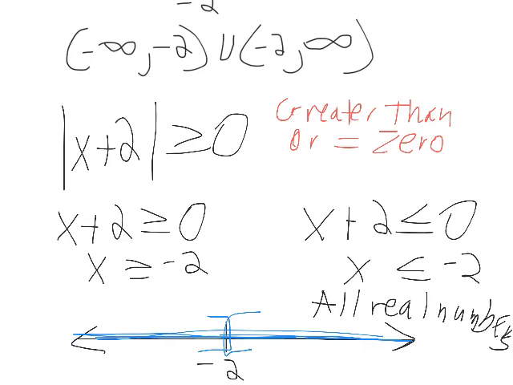Okay. So those are your special cases. Greater than or equal to a negative will be all real numbers. Greater than or equal to 0 is all real numbers. And greater than 0 is all real numbers except the number where the inequality is equal to 0. That's the only number that's excluded.